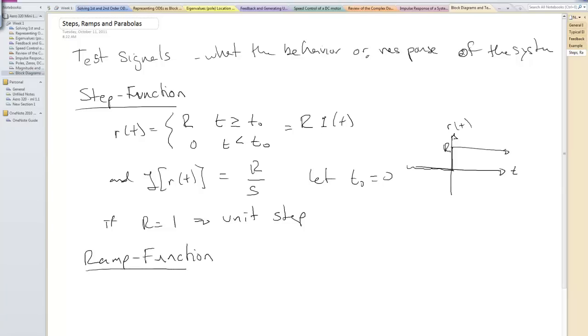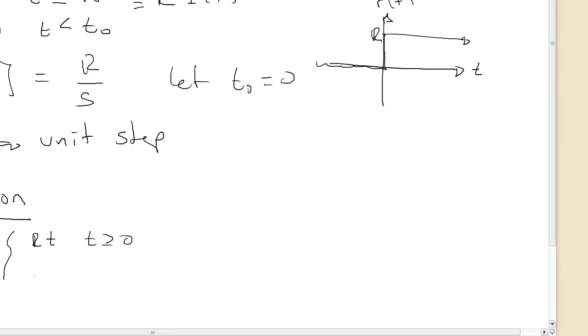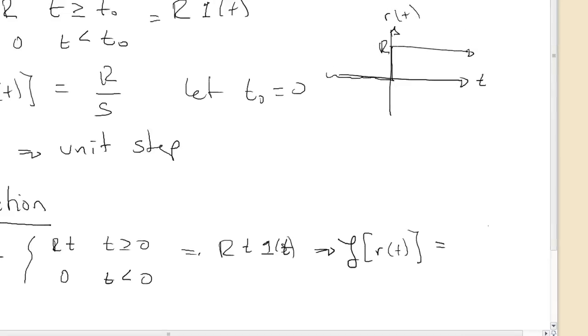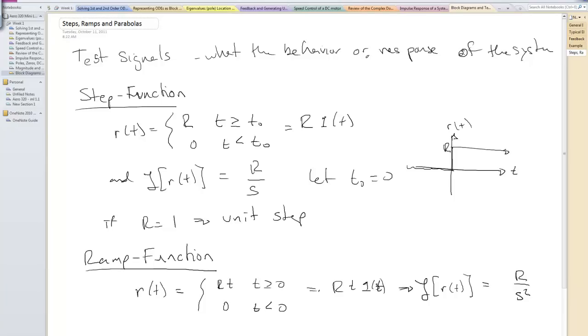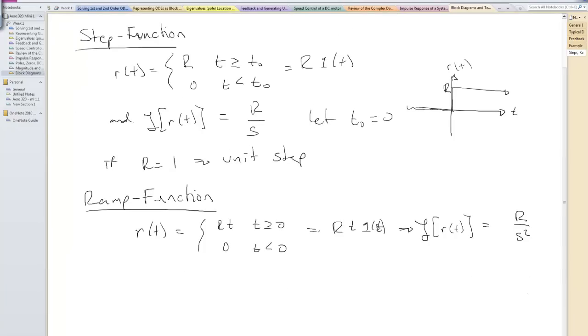And this is a little bit different, obviously, than the step function. The step, again, represents, say, a constant force or a constant torque input. The ramp function, we can define it as r of t is equal to, we usually just use, say, r times t for t greater than or equal to 0, and 0 for t less than 0. Or this can be written as rt times 1 of t. Then it has a Laplace transform, if you go into the tables, of just r over s squared. So the t adds another 1 over s.